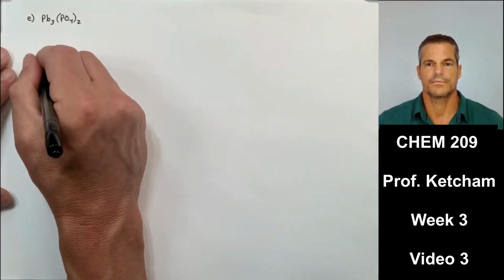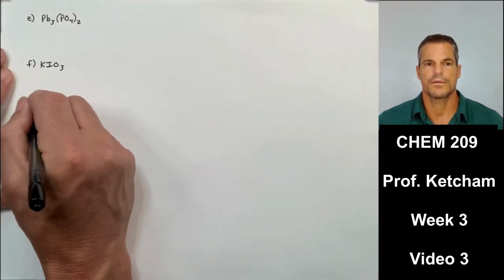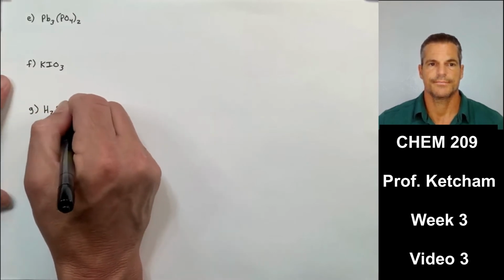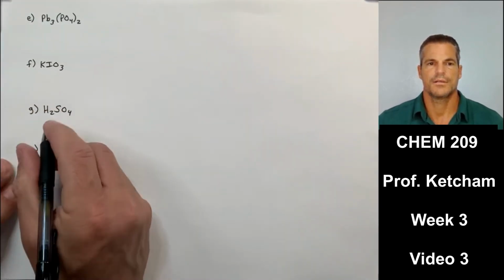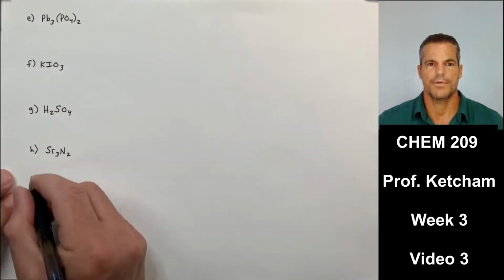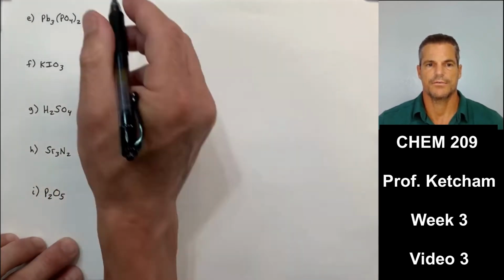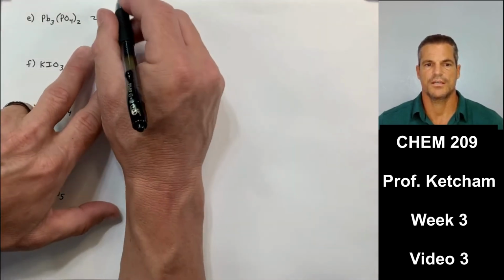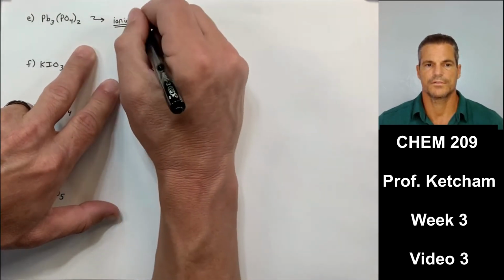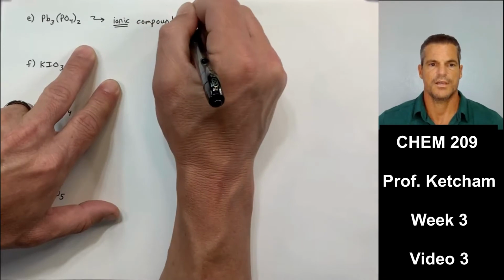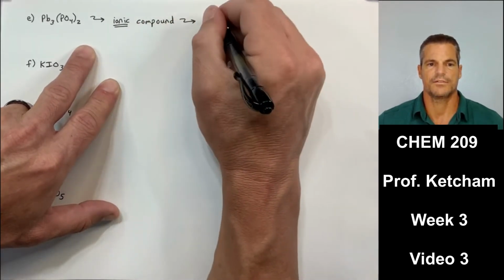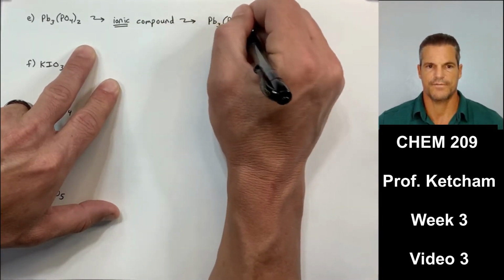All right, so let's do some more. E is Pb3(PO4)2, F, KIO3, G, H2SO4, starts with an H. H is Sr3N2, and I, P2O5.